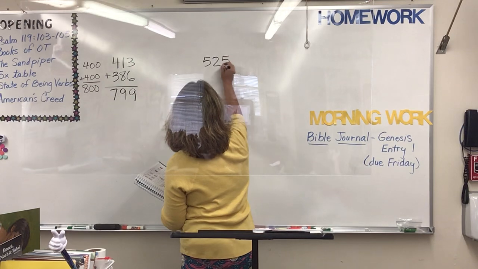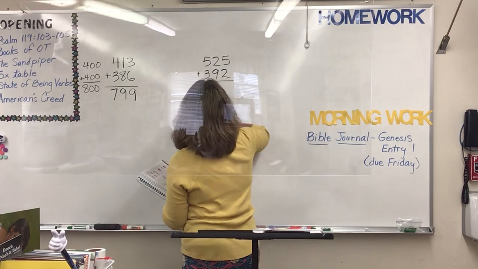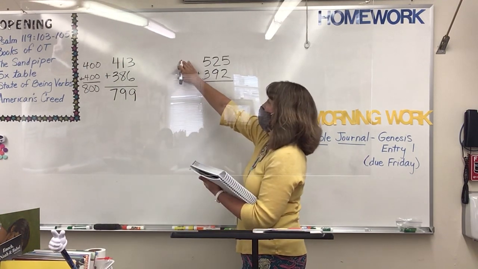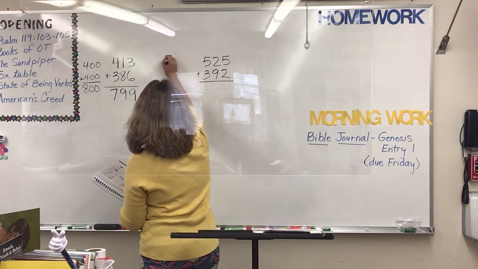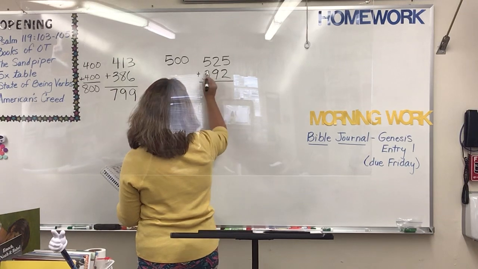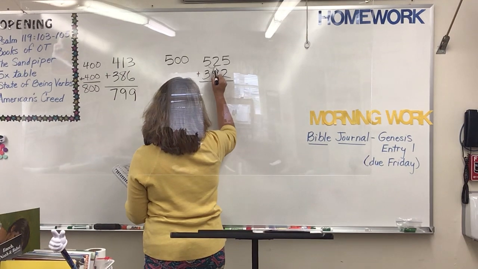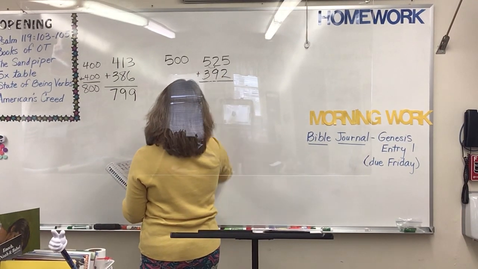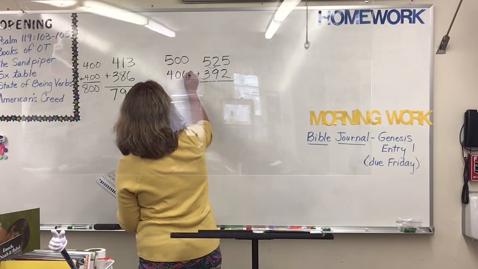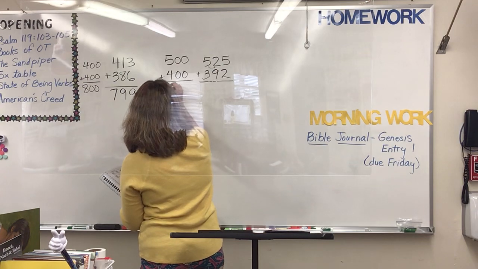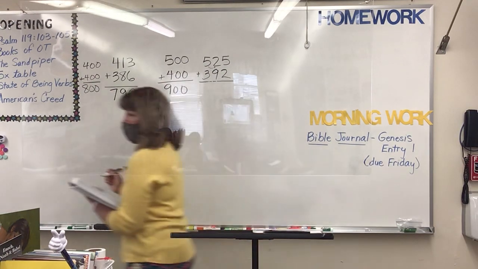525 plus 392. Okay. Girls, tell me what I'm rounding 525 to. 500. 500. I'm looking at my 5, and then I look at the 2 to tell me whether to round up or down. 392, boys. 400. Right, round up to 400. 900. So 500 plus 400 is 900. Everybody keeping up, writing this on your paper?